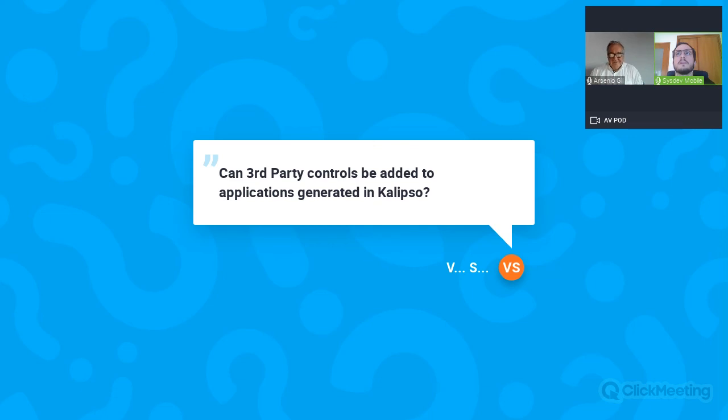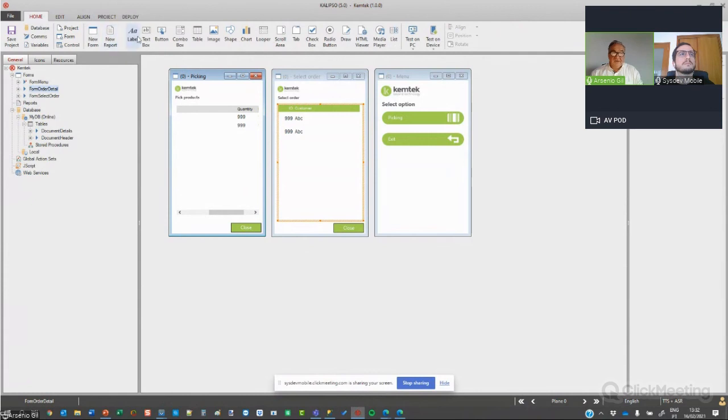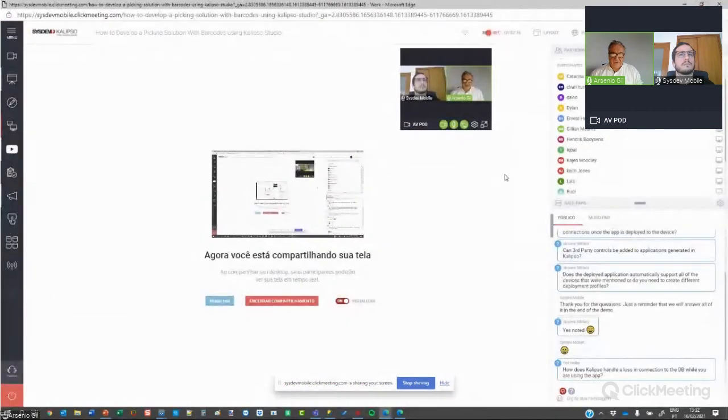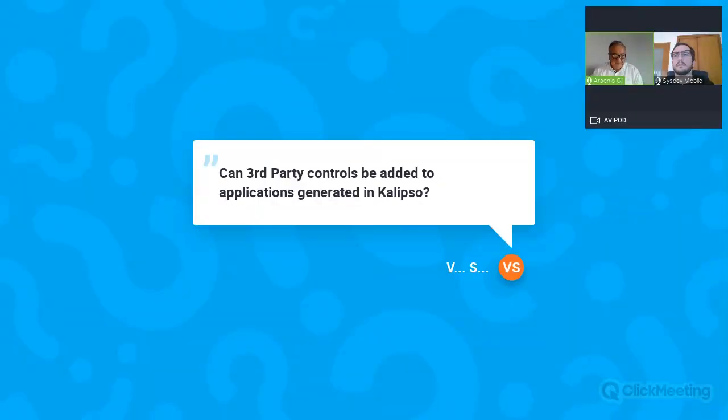Can third-party controls be added to applications generated in Kalipso? No, I think we mentioned it. The controls are the controls available on Kalipso, like forms, labels. I think we have all of them. But you cannot have external controls. Okay, let's move forward.